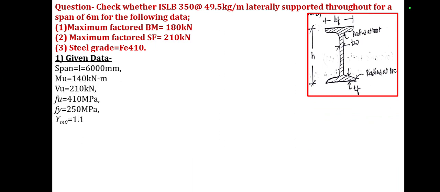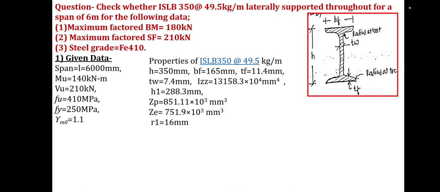The step number 1 is to write down the given data. According to the given data, span L is equal to 6 meter. Mu, that is maximum bending moment, is 140 kN meter. A small correction, student. The maximum bending moment is 140 kN meter. Vu is 210 kN. Fu is 410 MPa. Fy is 250 MPa. And gamma m0 is 1.1.